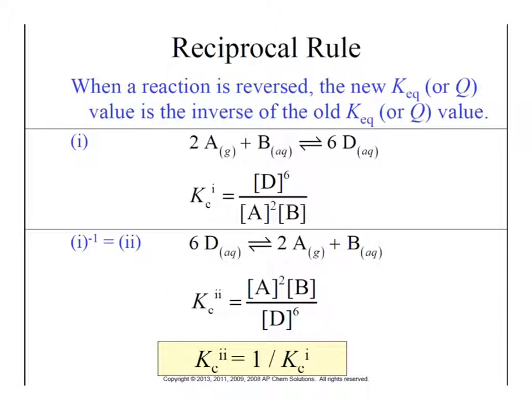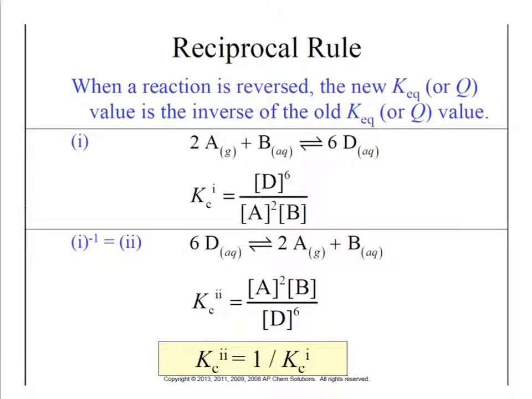So first is the reciprocal rule. Here's just a general equation. We have A plus B yielding D. So we've talked about how the reactants react to produce products, but the products can also react to produce reactants. And so as a result, you can write this reaction in either direction. You can write it this way, or you can write it this way. With delta G, it might be more spontaneous this way, so we write it in that direction, but we can write a non-spontaneous reaction as well.